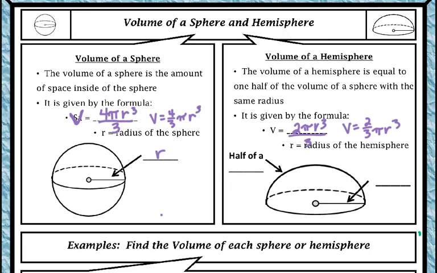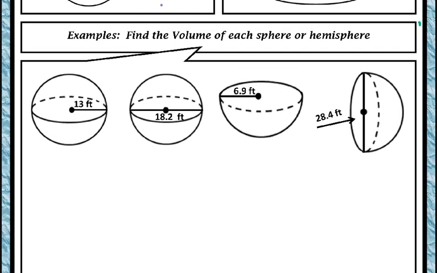Okay. All right, 4/3 pi r cubed. All right, so this is half of a sphere. Again, it has a radius, and that's our only variable. So that's it. We use these two formulas to calculate the volume of a sphere and a hemisphere.